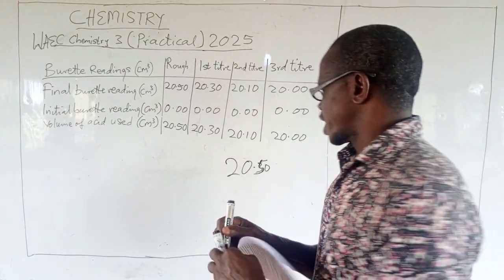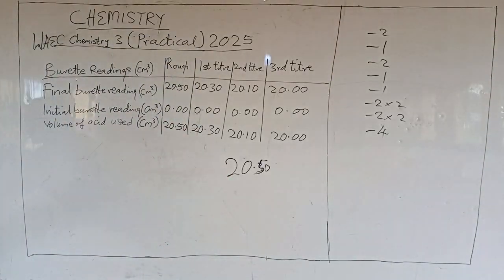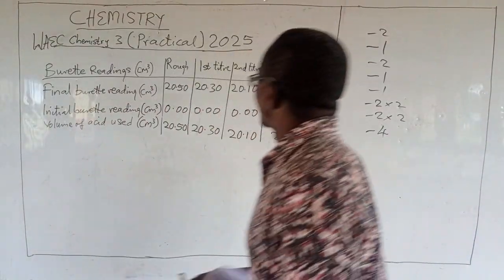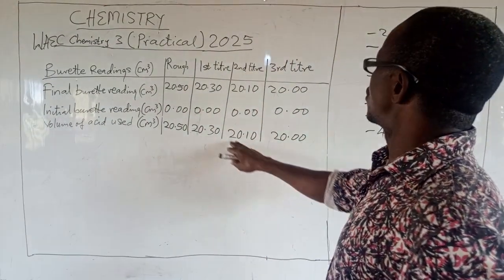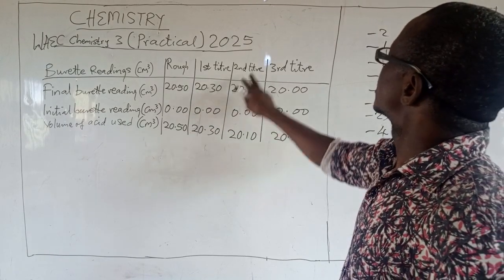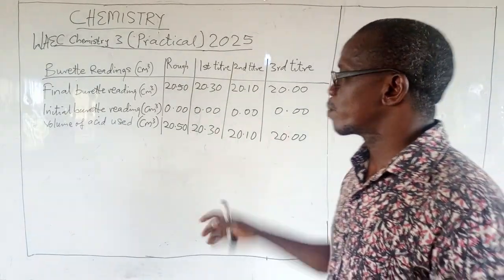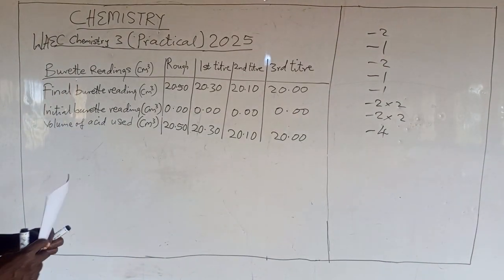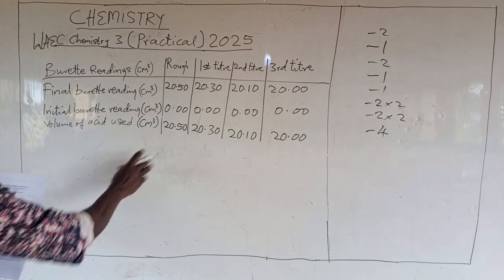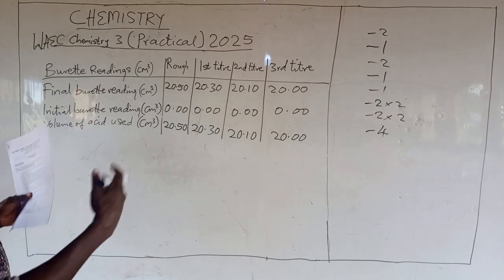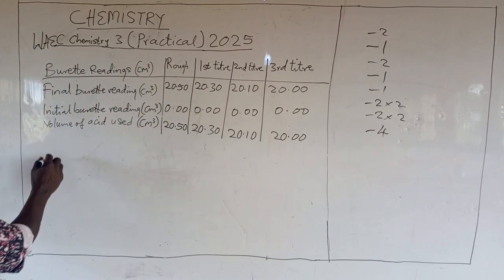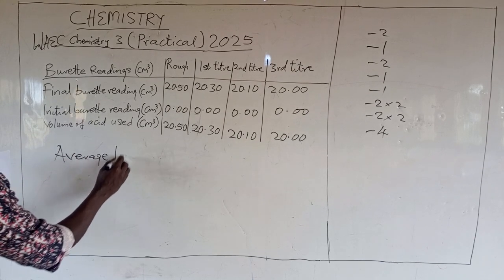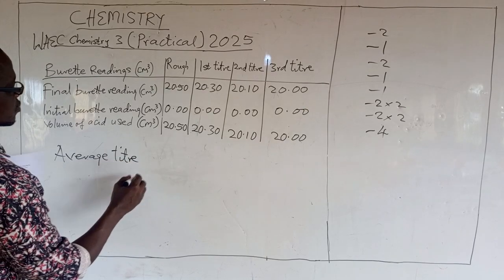So what I am saying now in essence is that I told you that 2 sets will be marked, not all. The 2 sets that will be marked are the ones you are using in averaging. Now let me see how to do the averaging. Average titre value.